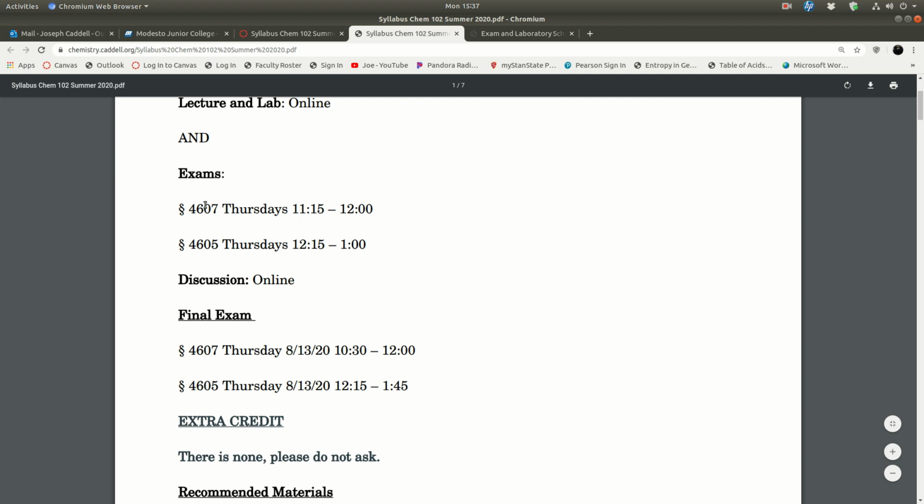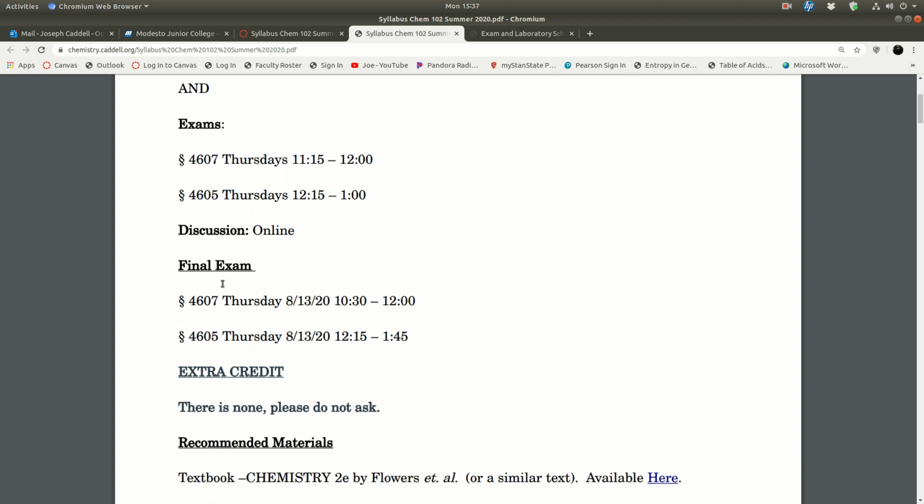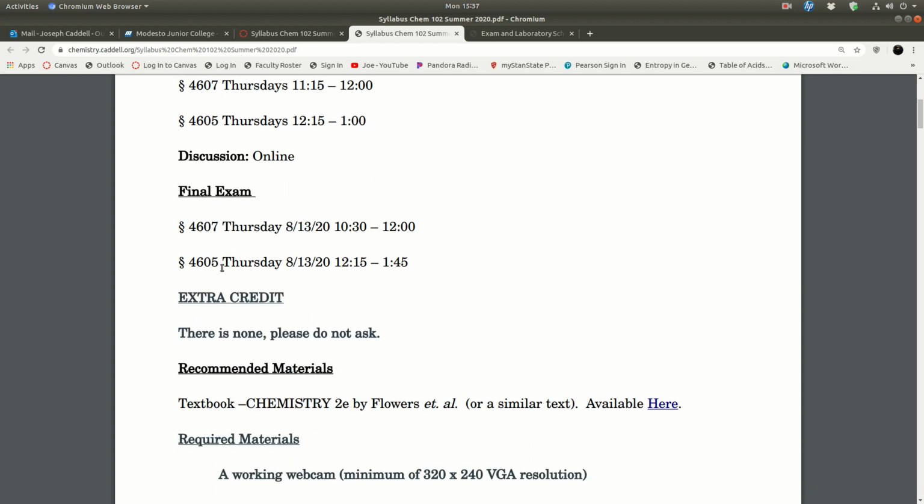So, right here, the exams start right at either 11:15 or 12:15, depending upon which section you're in. 4607 starts on Thursdays at 11:15 and ends right at 12. 4605 starts right at 12:15 and ends at 1. You'll be taking the exams on Canvas through Proctorio, which is an exam monitoring system. These are the final exam days and times. There's 90 minutes for the final exam. The final exam, by the way, is comprehensive.